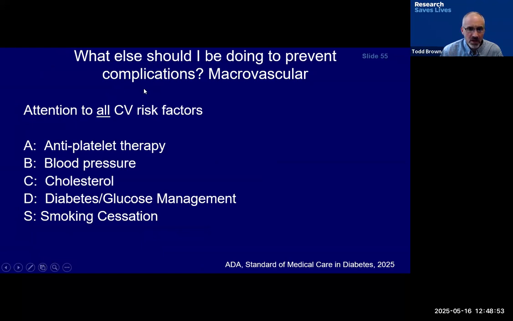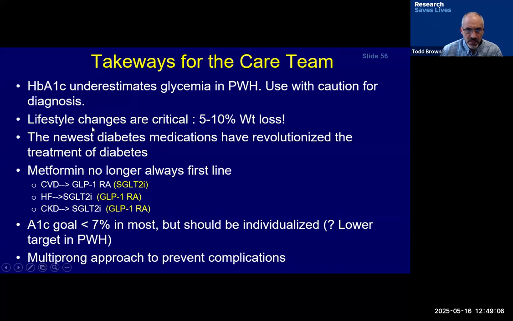As far as preventing macrovascular complications, the ABCDs are really important: antiplatelet therapy, blood pressure control, cholesterol management, diabetes, and smoking cessation. And so the basic takeaways, I think, are underestimation of glycemia. I'd say use caution for diagnosis. It's still a useful measure for people on treatment to see, okay, they started at an A1C of 8.5, where are they now? That begs the question whether in people with HIV, where you suspect this underestimation of glycemia, we should be lowering our target a little bit, depending on whether they have HIV or not. And we don't have good data to support that right now.